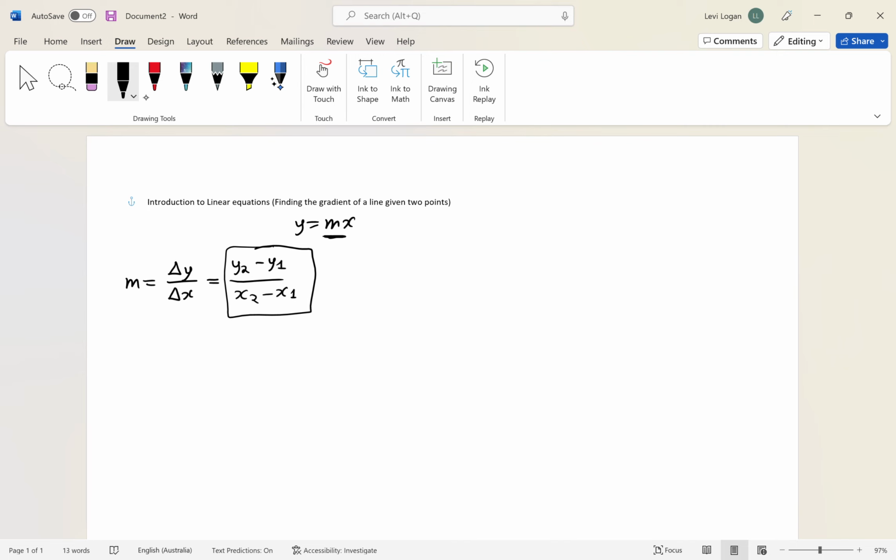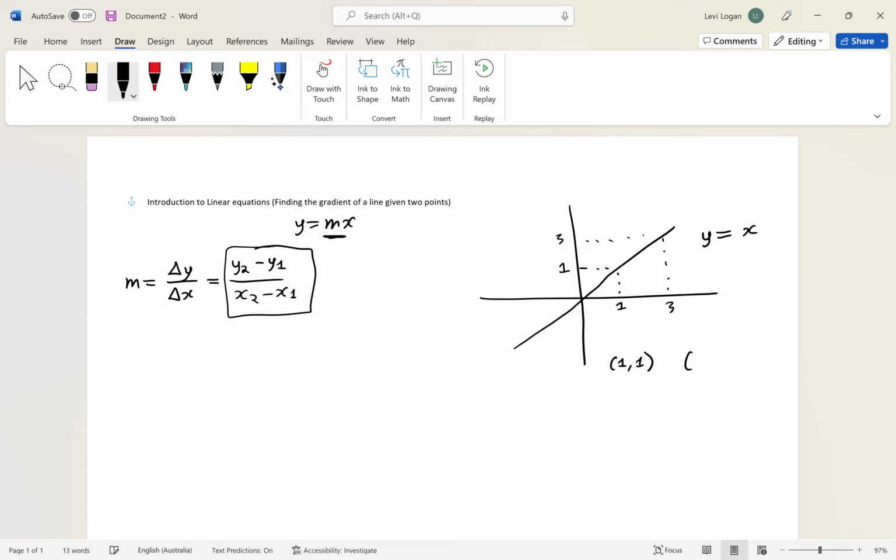So let's say, we got our normal, let's pretend that didn't happen, goes to there, y equals, actually let's do y equals x. So when x is 1, y equals 1, and say 3 and 3. So we have 2 points. We have the points (1, 1) and the points (3, 3).